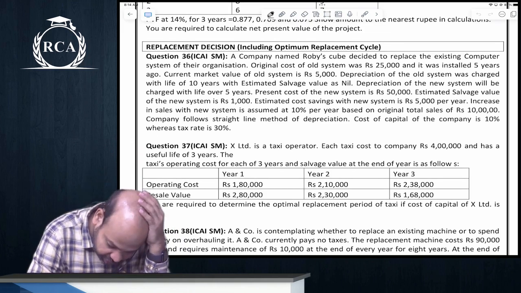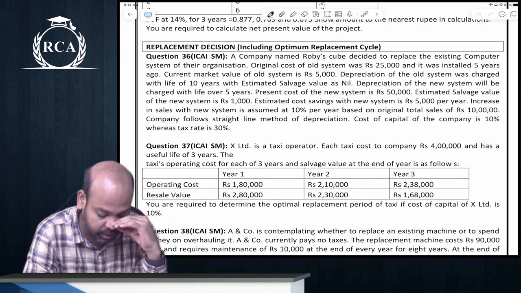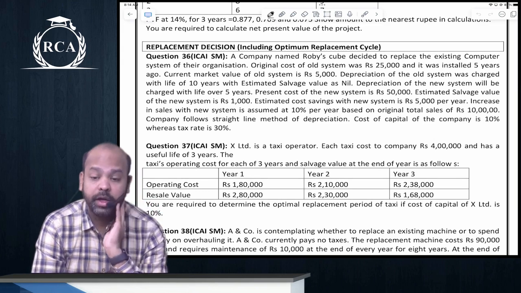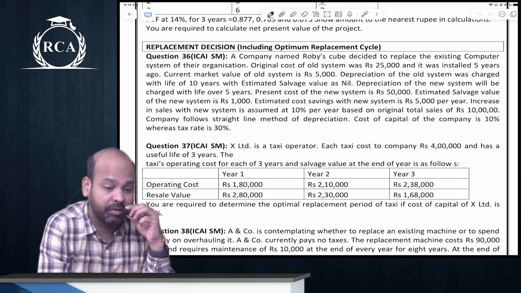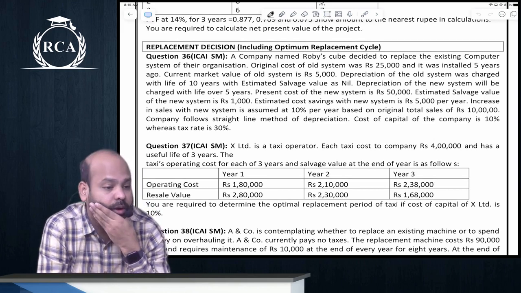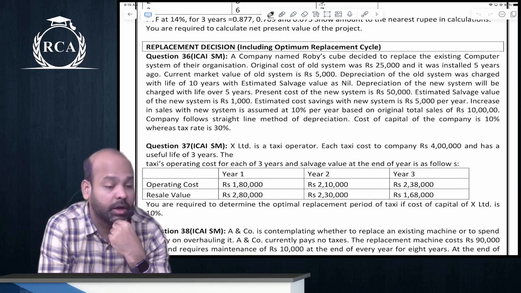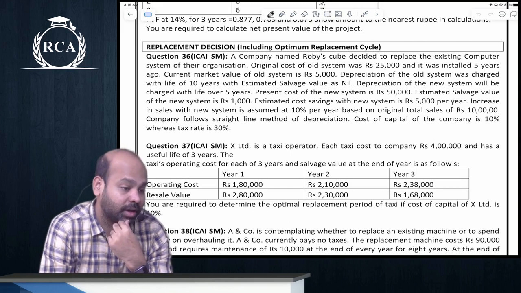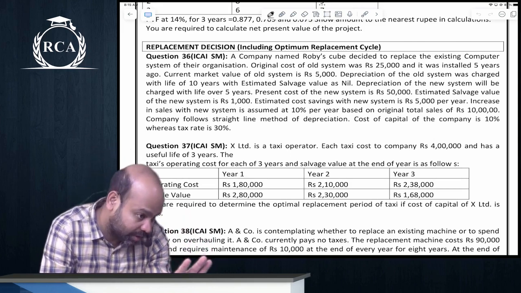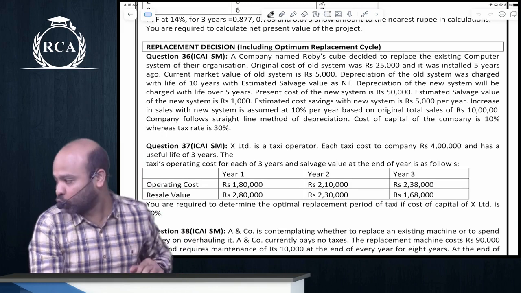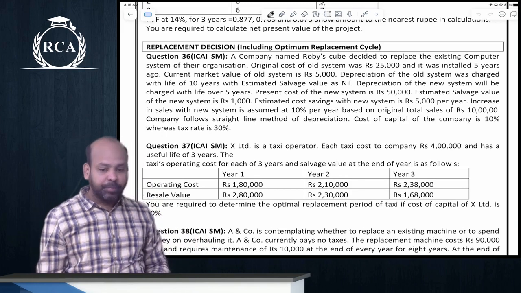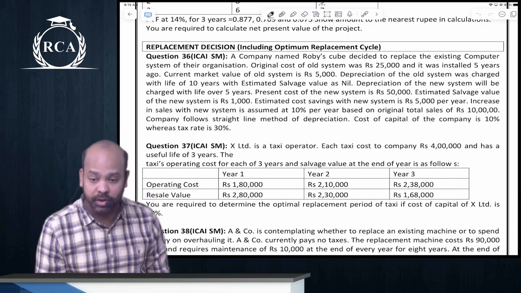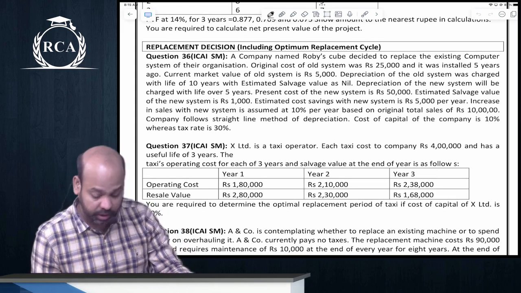Depreciation of the old system was charged with life of 10 years and an estimated salvage value of 0 rupees. 25,000 rupees was being depreciated over a life of 10 years. मतलब depreciation per annum 2,500. Your written down value after 5 years will be 12,500. Out of 25,000 they must have written off depreciation of 2,500 per annum for 5 years. So 12,500 must have been depreciated. So what is the leftover book value? 12,500. This can now be sold at a value of 5,000 rupees. These are the existing details so far.